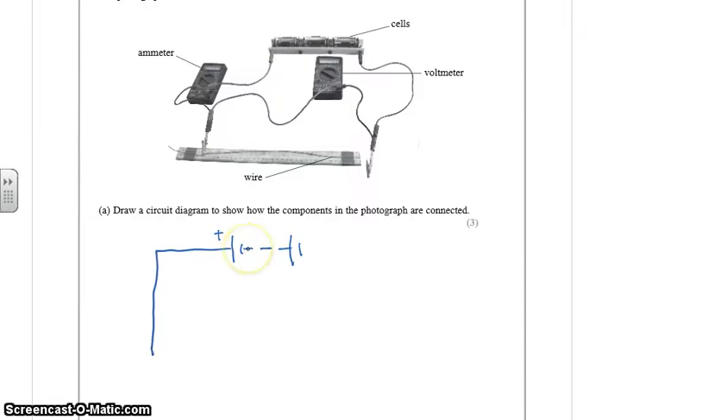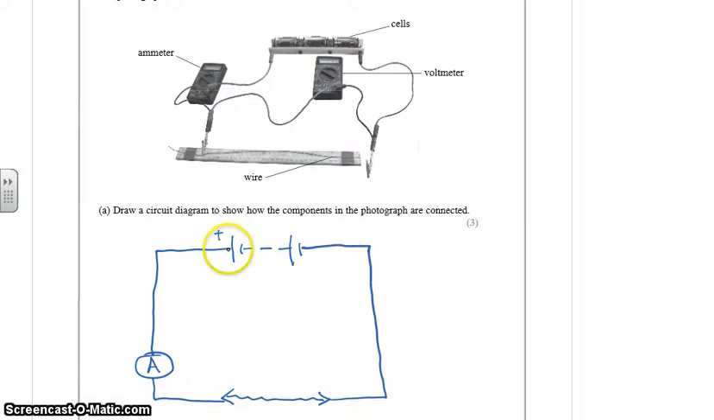The next thing that you need in the circuit is an ammeter. Ammeters go in series with the rest of the circuit, and then we've got some crocodile clips and a wire. Now in the mark scheme it says it really doesn't matter what symbols you use for the crocodile clips and the wire, just as long as it is obvious what you're trying to do there. The voltmeter goes in parallel with the component. The component that it's measuring the voltage across is the piece of wire, so your voltmeter needs to be in parallel with that.